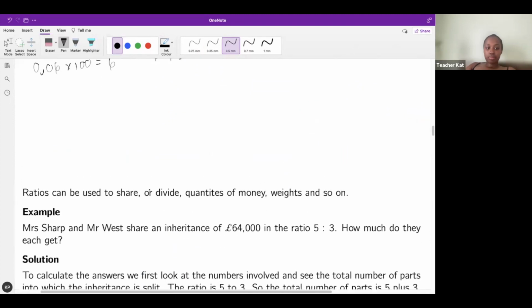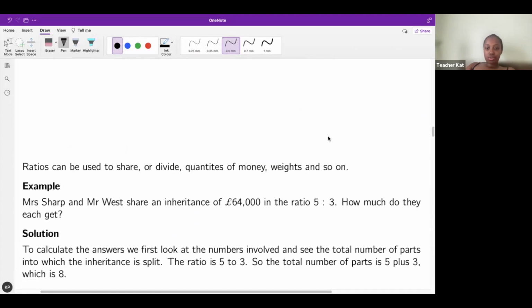Now, we're going to do something different. Ratios can be used to share or divide quantities, any quantities. So it says quantities of money, weights, and so on. This time you're going to be given the simplified ratio. You're going to be given the money, and then you must divide it. Remember, I said a ratio just tells you how you are dividing this money. It does not tell you how much each person has.